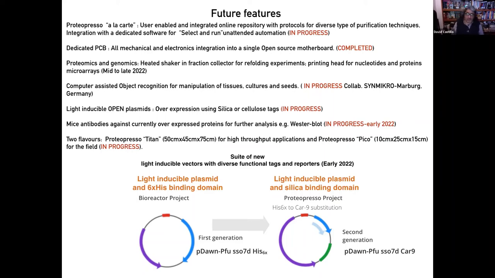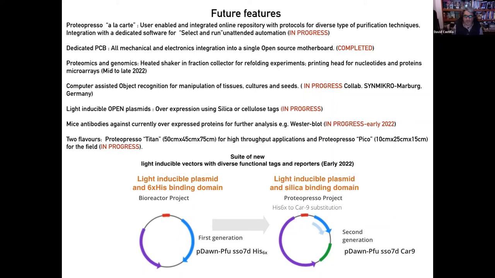So this is a little bit of what the future features of ProtoPresso are. We are going to try to incorporate a repository with several types of protocols for diverse purification techniques. In the further discussion, I'm going to explain why we're going to do that. Why do you need different types of protocols, and why do you actually need chromatography when there's a system in which you just say, hey, I just boil my sample and I can get my protein? Well, no, proteins are not all made equal.